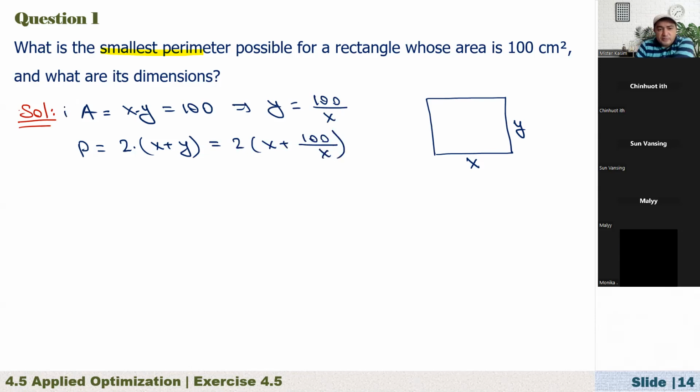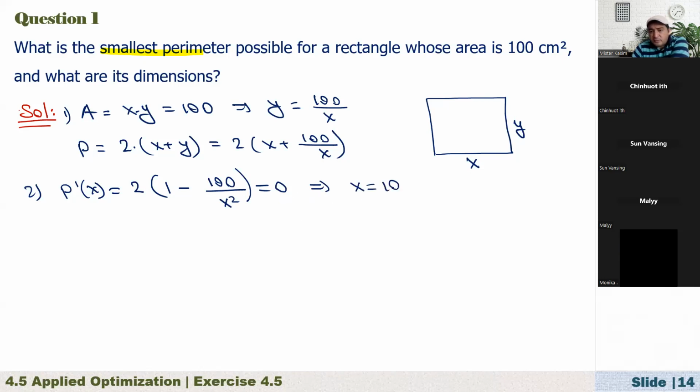Okay, so to do this, the second step, again, we are going to use the first derivative test to find the critical point. So p prime of x is equal to, here we have 2, and x that's equal to 1. And how about 1 over x, right? x to the power of -1, -1 comes to the front. So here we have minus 100 over x squared. So this should be equal to 0. Now, if you solve this equation, we will get x is equal to 10. If x is equal to 10, then y will also be 10, right?